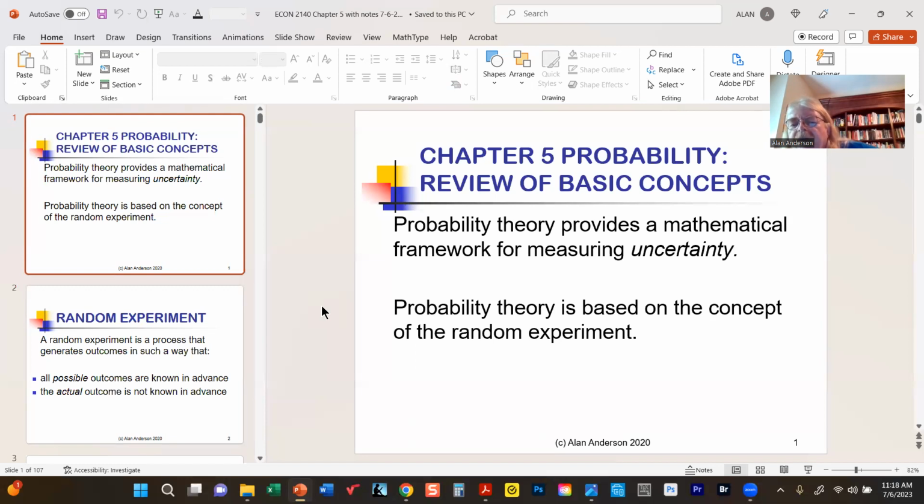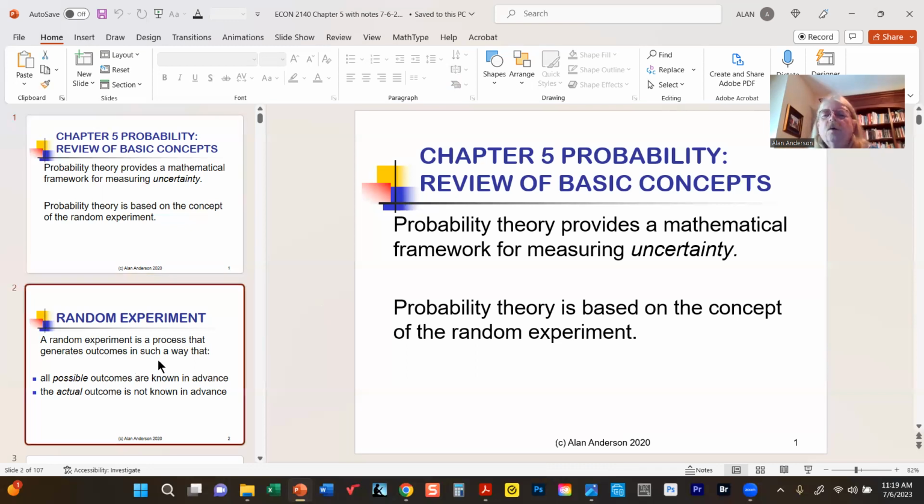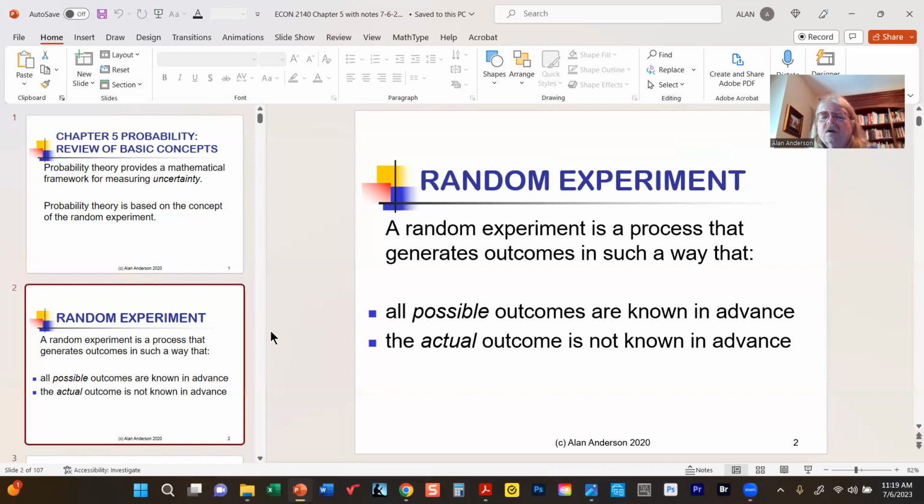So we start out by considering the idea of what's called a random experiment, which is some kind of a process that generates results. With this random experiment, we're going to assume that all the possible outcomes of this experiment are known to us in advance, but we do not know which one will actually occur.